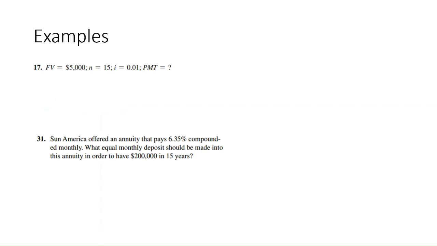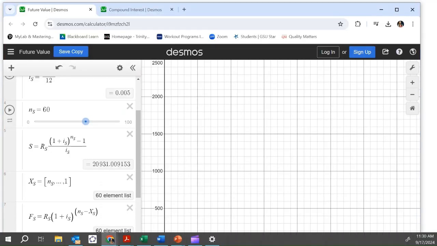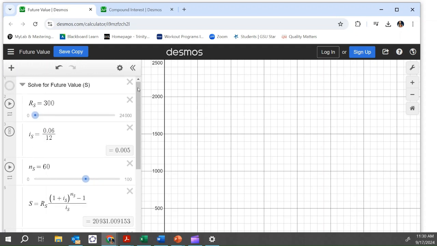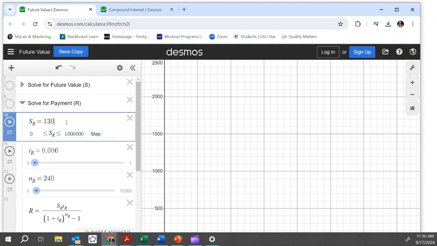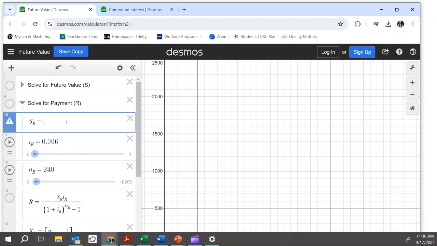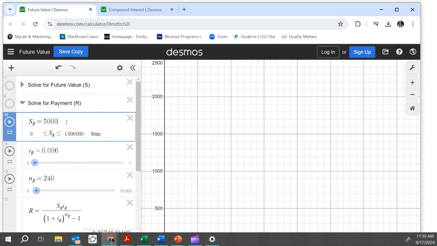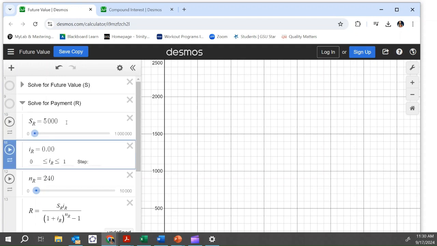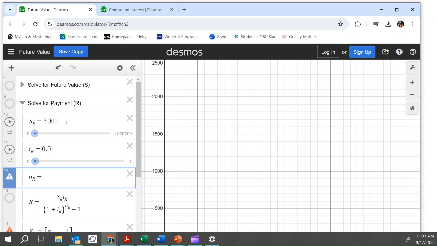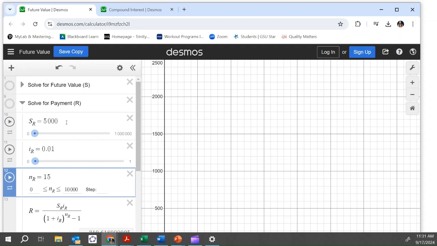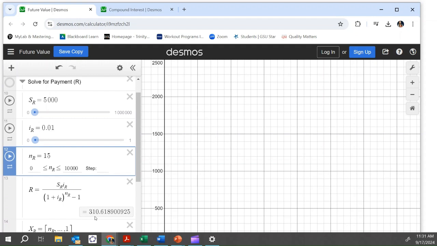So we will go to our calculator here, and now I want to solve for the payment. So solve for payments. I want $5,000. The I is 0.01, and that's 15 periods. So that I has already been calculated for us. That means if we scroll down here, our monthly payment would need to be $310.62.